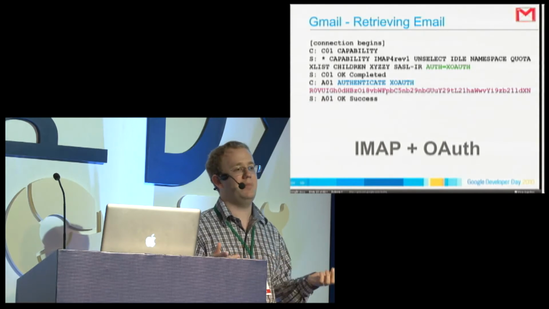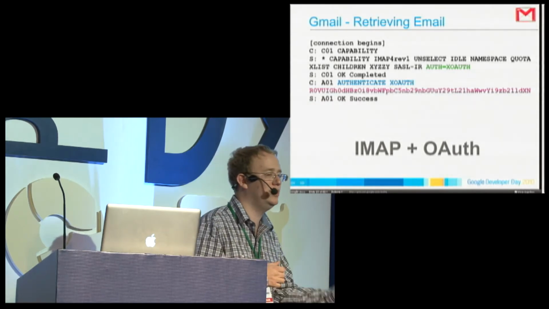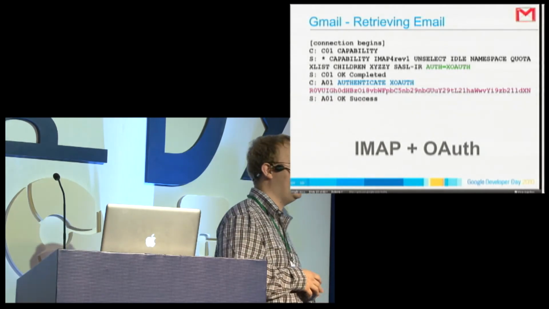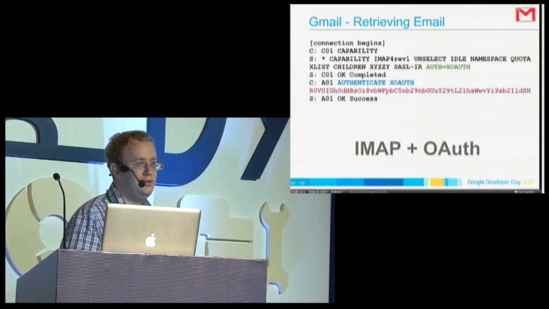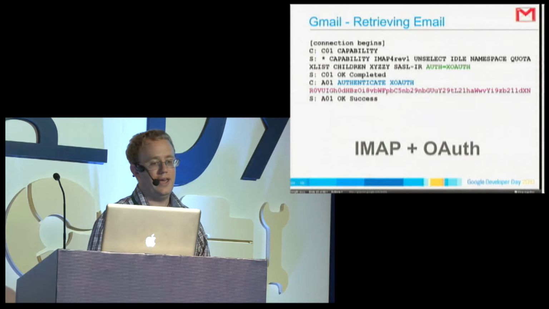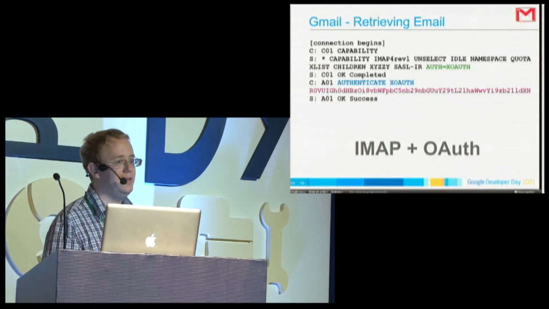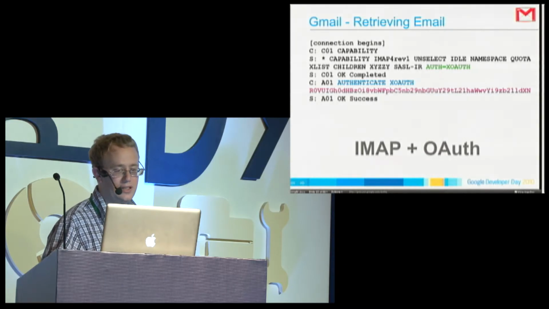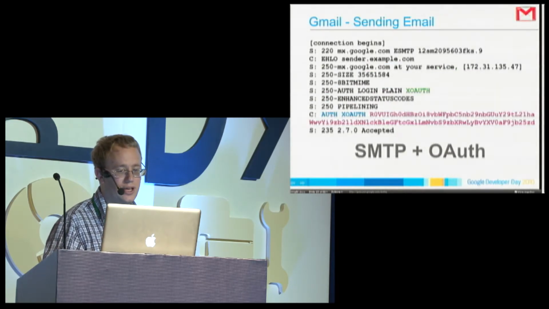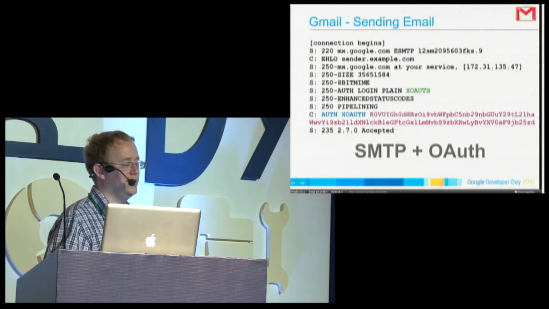Because you don't want to give every application access to your username and password just because that application needs access to your mail. You can just give it access to your mail using OAuth, and it basically creates an API out of the IMAP standard that's existed for a while now. And similarly, we've done the same thing with sending email via SMTP.